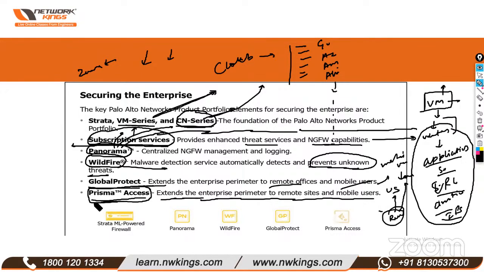Okay. Now Prisma Access is basically for remote sites or the mobile users, when you have something in the cloud. With the help of Prisma, you will be able to connect to Prisma and then you will be accessing the cloud. So it provides security to your traffic, right?